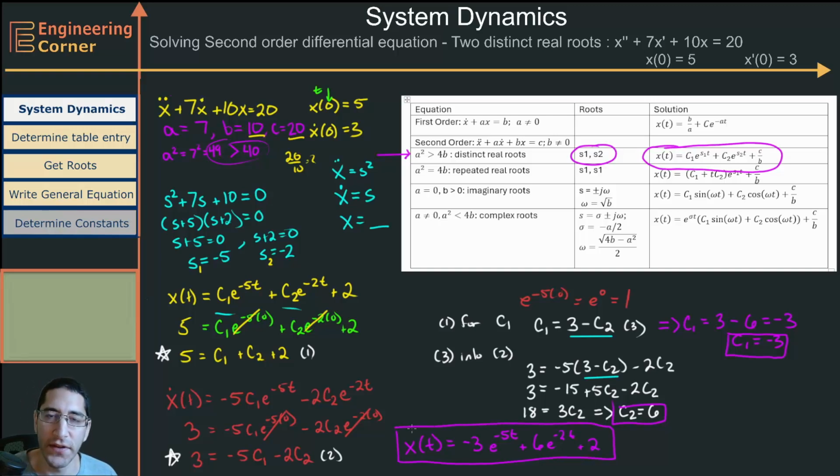So hopefully this video has helped you learn how to solve a differential equation using the table presented in Palm's System Dynamics book, and be able to determine which second order table value we'll use, how to figure out the roots, how to find the general solution, and how to solve for the constants in a differential equation.